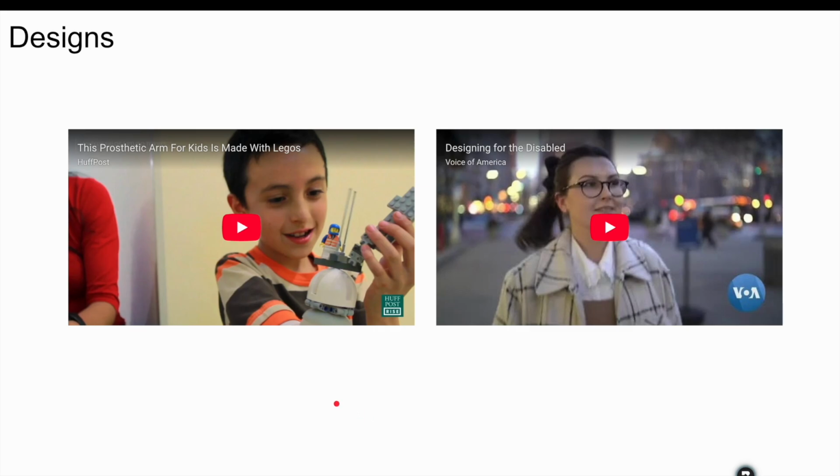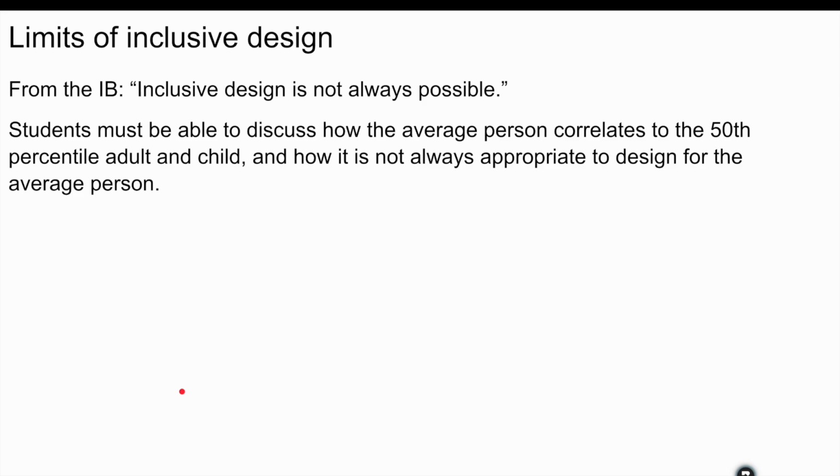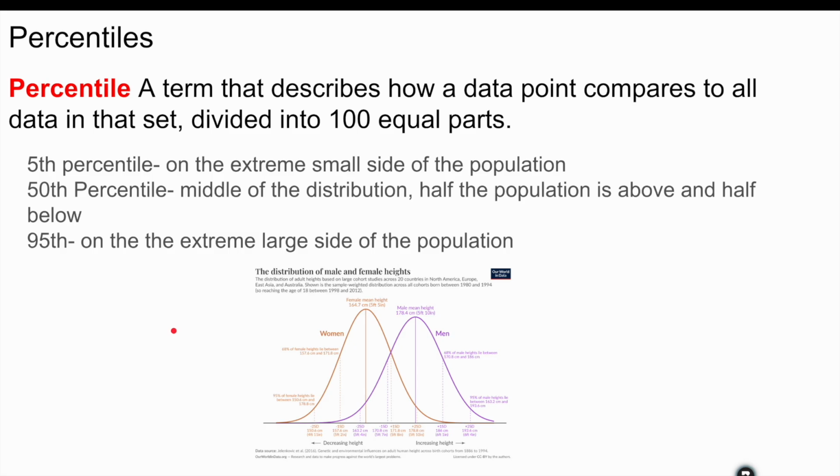These are great examples of some inclusive designs. There are some limits to inclusive design. So inclusive design is not always possible, and you need to be able to discuss how the average person correlates to the 50th percentile, and this is adults, children, and how it's not always appropriate to design for the average person. So first of all, we talked about this in ergonomics.